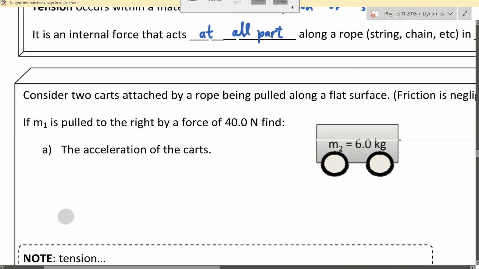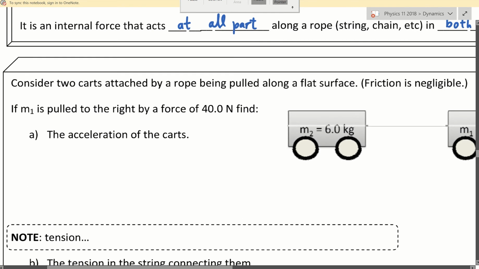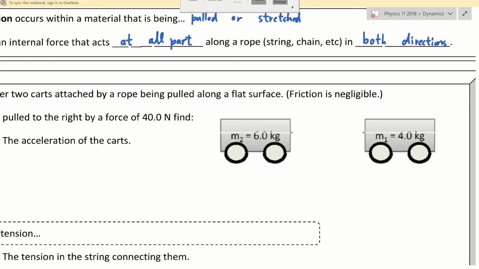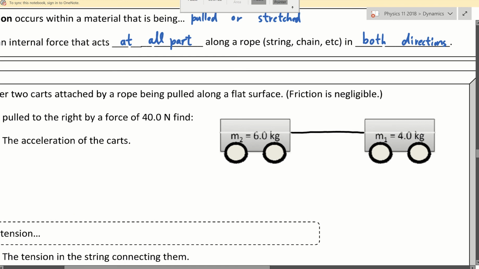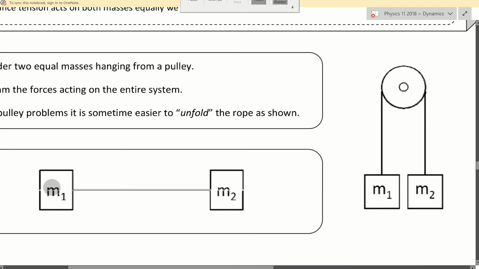Now, here we go. Once we learn about tension, the level of difficulty of questions that we can do jumps up drastically, because now we can have more than one object in a free body diagram. When you have more than one object in a free body diagram, you look at this first one: two cars tied together by a rope with a person pulling it.